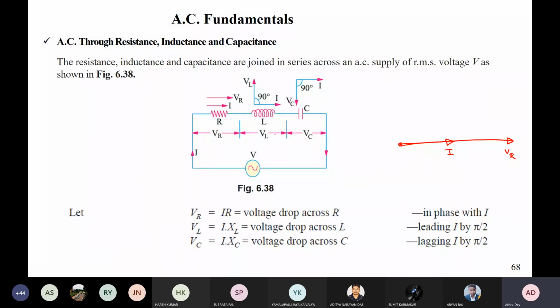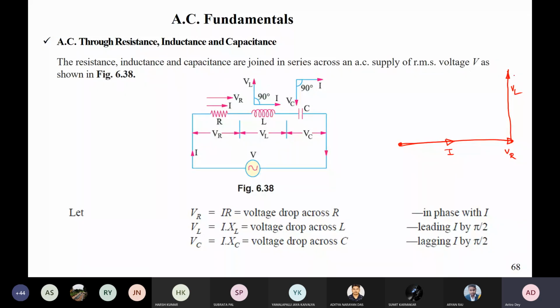Then what is VL? In case of an inductor, current will be lagging the voltage. So voltage will be leading the current by 90 degrees. We'll draw it like this. This is your VL. And in case of capacitance, current will be leading voltage, so voltage will be lagging by 90 degrees.